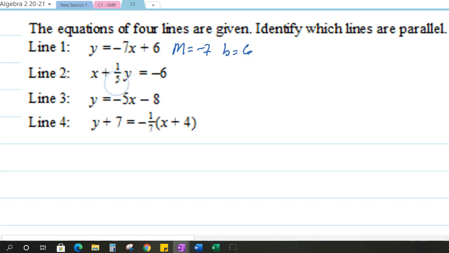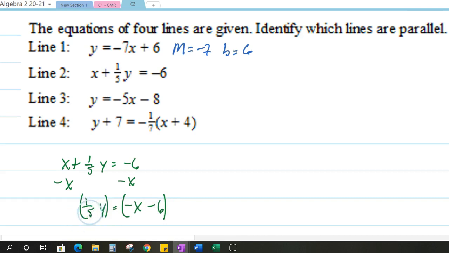The next one, we're going to have to do a little bit of math. In order to get the y by itself, I'm going to have to subtract the x. So I do a side problem. X plus 1/5 y is equal to -6. I'm going to have to subtract the x from both sides. It gives me 1/5 y is equal to -x minus 6.